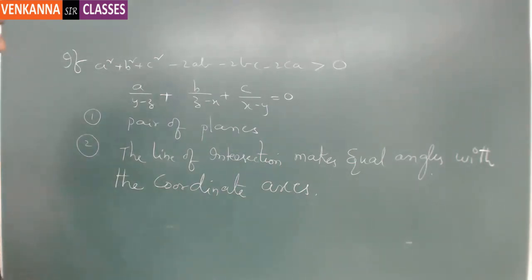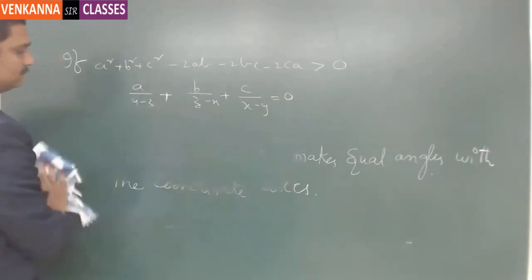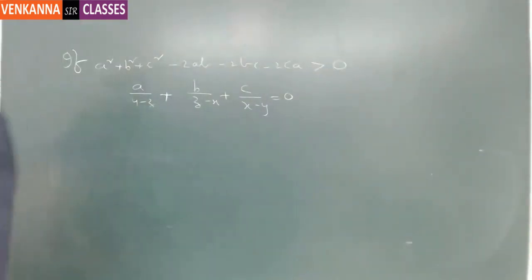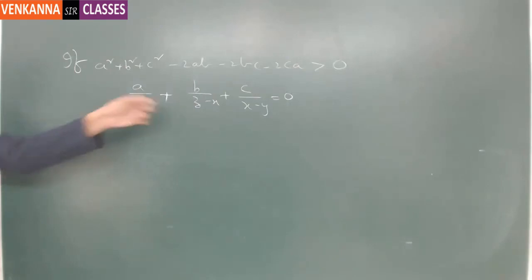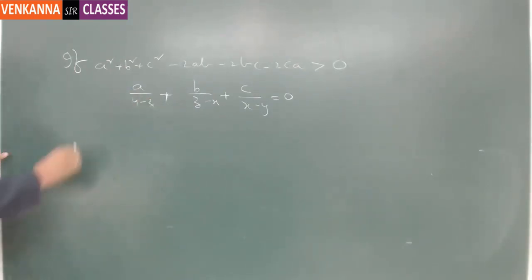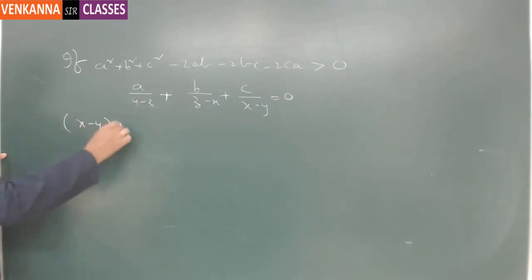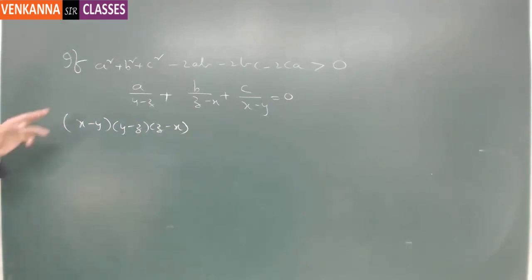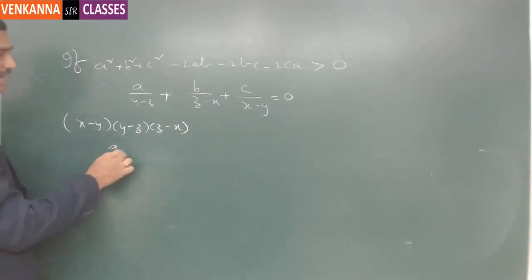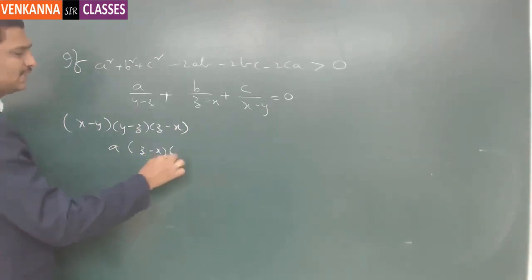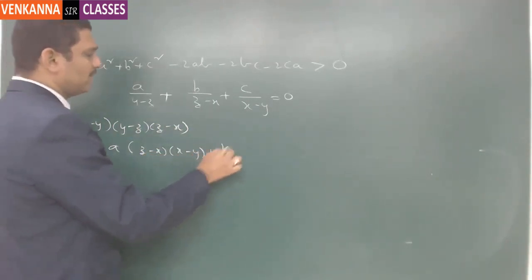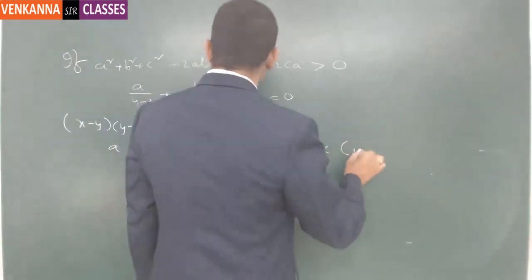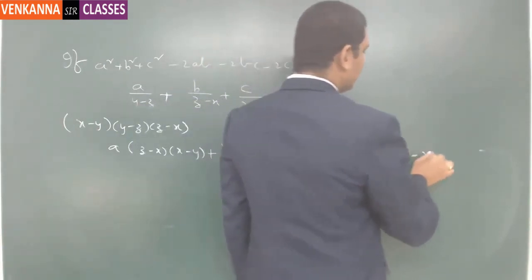So the first thing is, I want to simplify the equation. For doing necessary arrangement, by observing the denominator, I want to multiply the whole equation with (x minus y) into (y minus z) into (z minus x). So if I multiply the whole equation, it will come as a into (z minus x) into (x minus y) plus b into (y minus z) into (x minus y) plus c into (y minus z) into (z minus x) equal to 0.